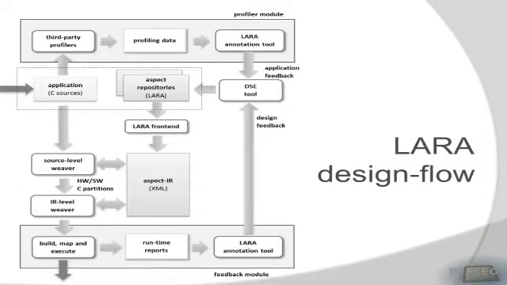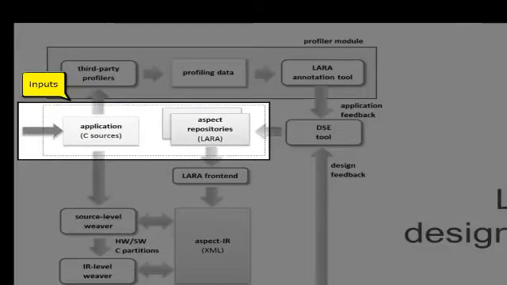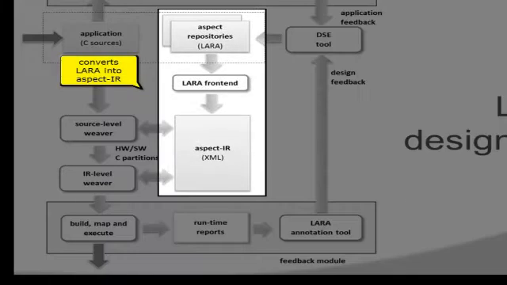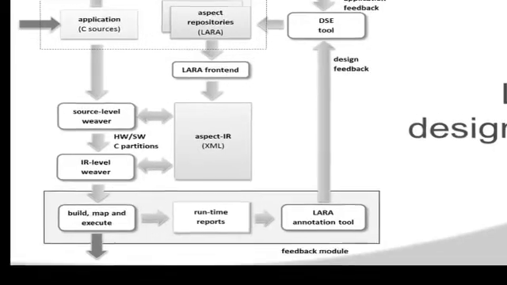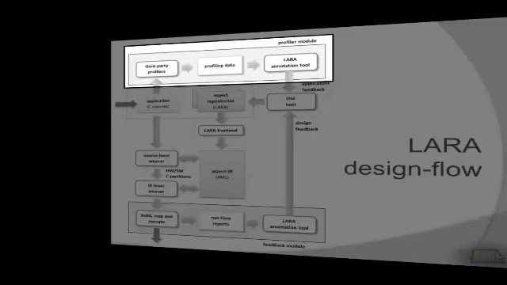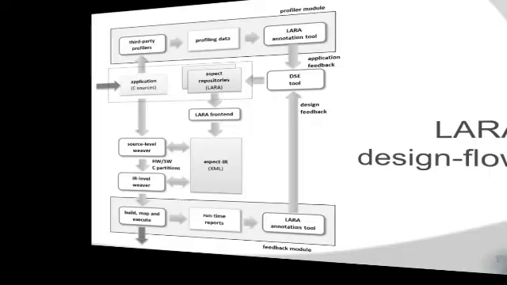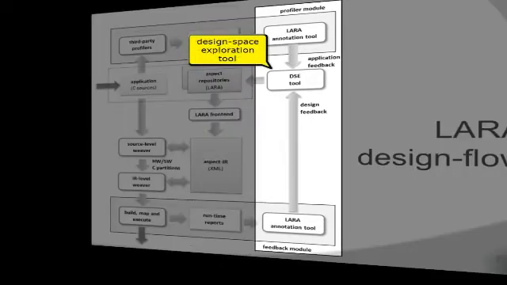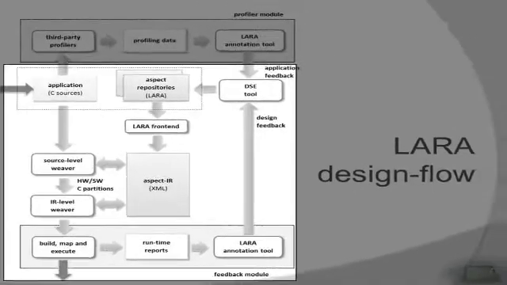Here we show the Lara design flow. The main inputs of the design flow are the application sources and a set of aspect descriptions which controls the tools. The Lara sources are converted to an intermediate representation called aspect_ir. The design flow has a set of weavers which are executed in sequence, receiving the source and the aspect_ir as inputs, and passing the woven versions along to the next weaver. In addition, information produced by profilers and runtime reports can be fed back to the design space exploration tool to refine the strategy and run the design flow until a particular goal is met.